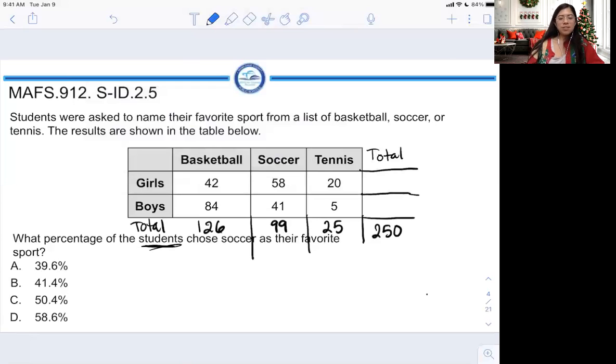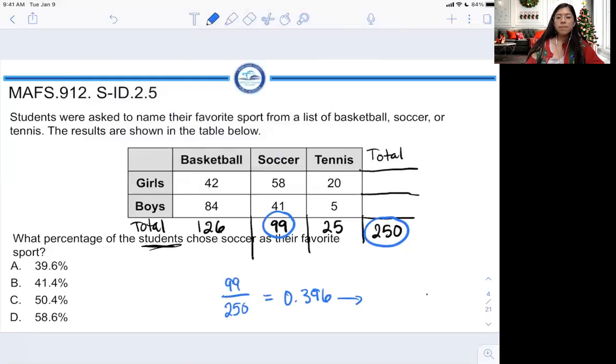How many students chose soccer? 99. How many students are there total in this whole school? 250. That's really low. Well, that's how many they asked, right? Oh yeah, 99 out of 250. What's 99 divided by 250? Use your calculator. 99 divided by 250. 0.396. Emily beat me to it. Which is a decimal. So now let's turn this decimal into a percentage. What would it be?